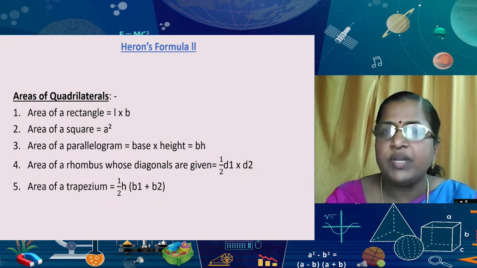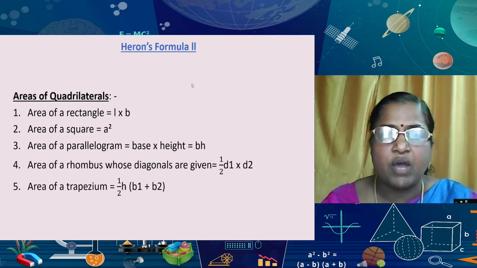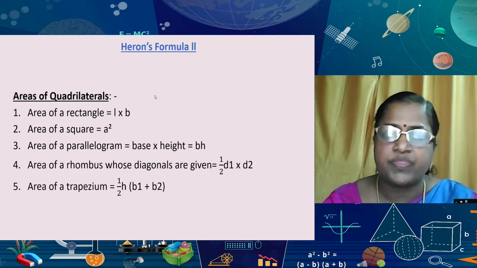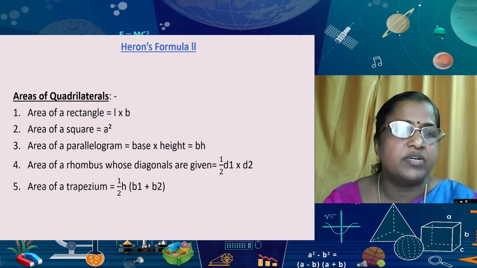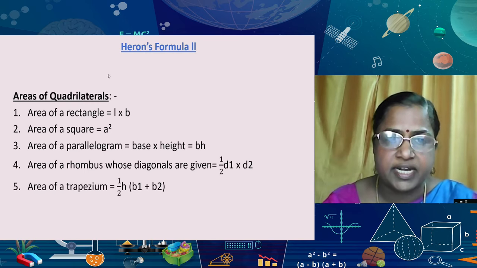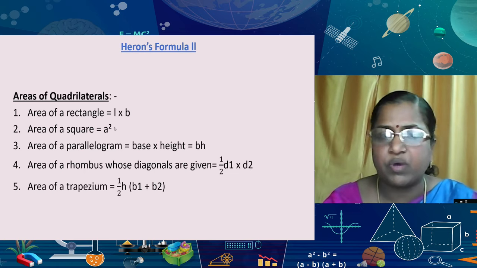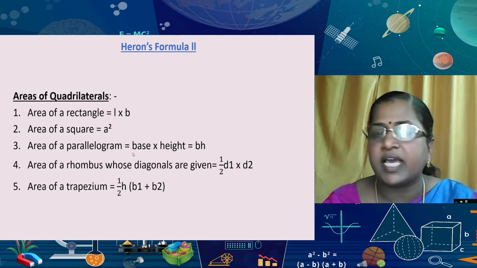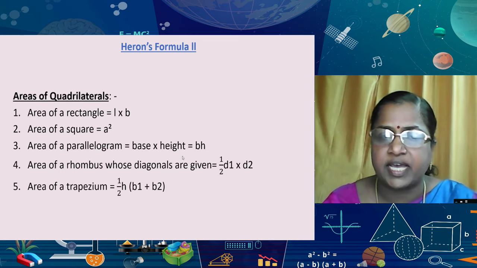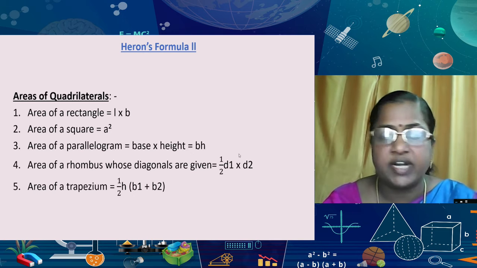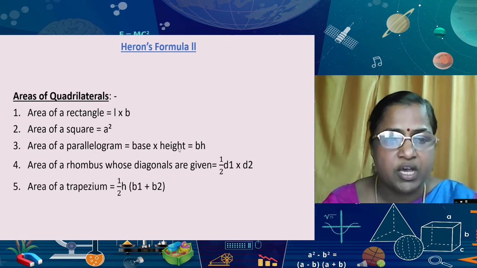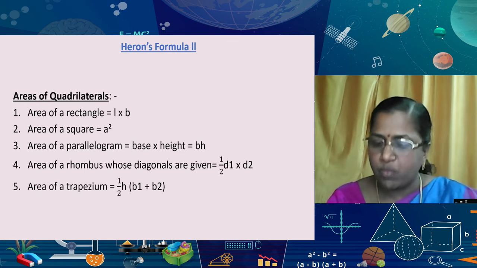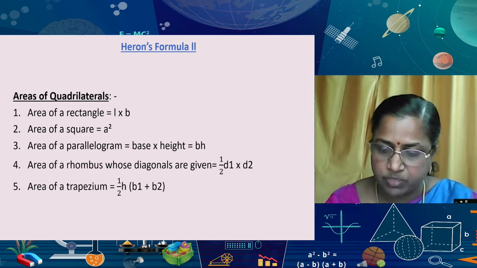Now in today's session, I am talking about the area of different quadrilaterals. You have already studied these small formulas from 6th class onwards. The area of a rectangle is length into breadth. If we are given a square of side a, then the area of a square is a square. The area of a parallelogram, if base and height are given, is the product of base and height, b into h. The area of a rhombus whose diagonals d1 and d2 are given is half into d1 into d2. If a rhombus is given with base and height, we can find the area by base into height itself. Lastly, the area of a trapezium is half into height into the sum of the bases, that is half into h into (b1 plus b2).